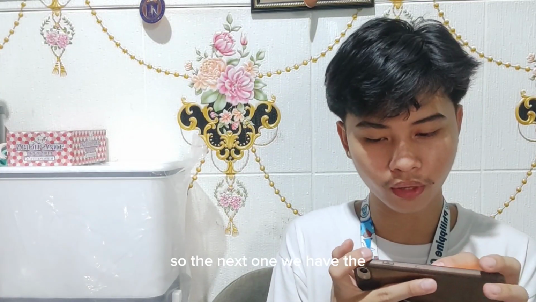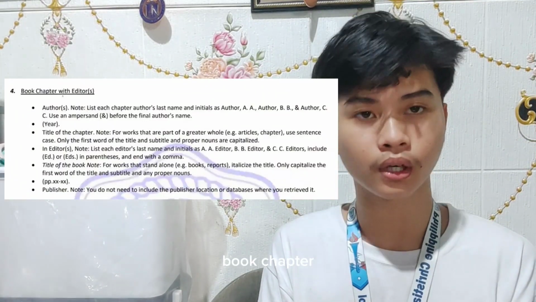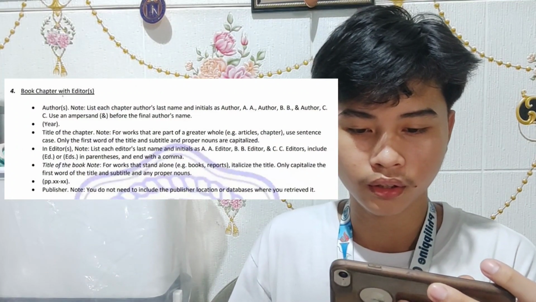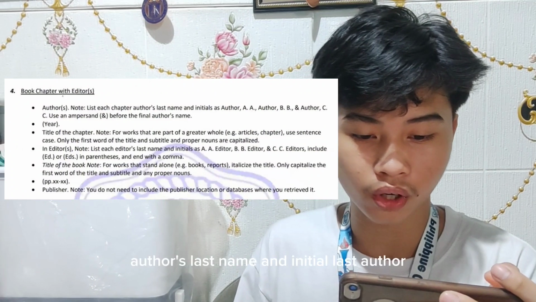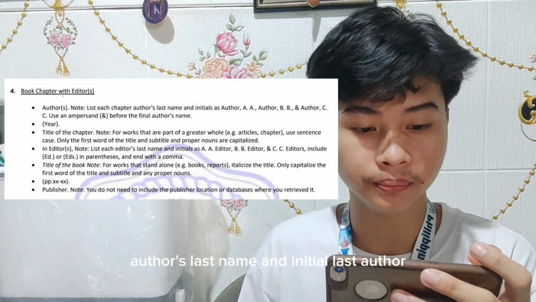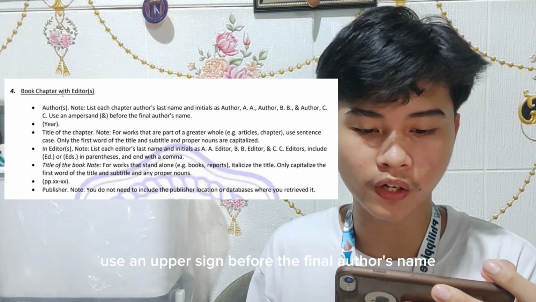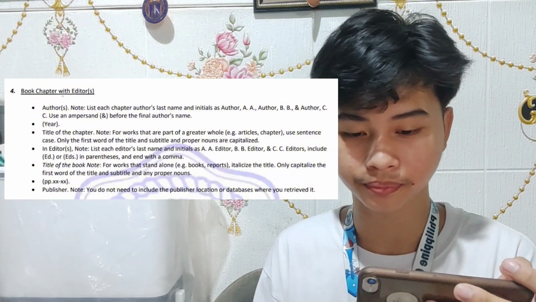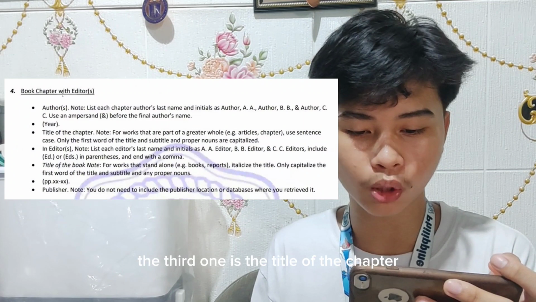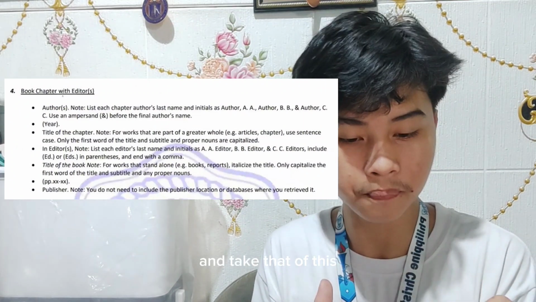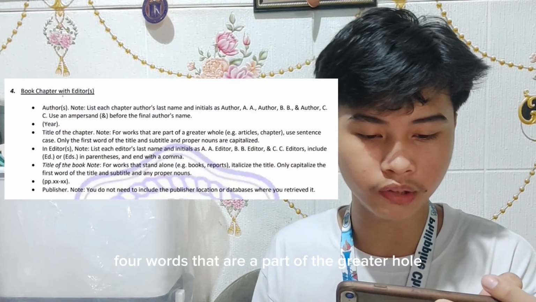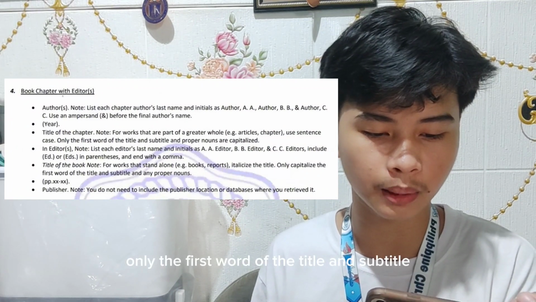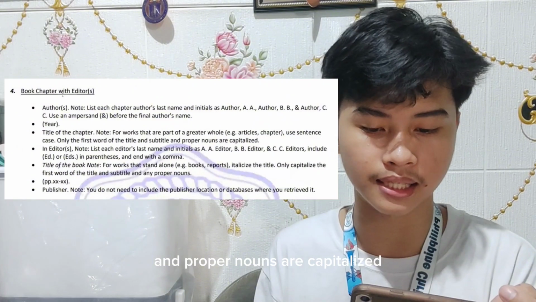The next one, we have a book chapter with the editors. List each chapter author's last name and initial as author. Use an ampersand before the final author's name. The second one, we have to put the year. The third one is the title of the chapter, and take note of this: for works that are part of the greater whole, use sentence case. Only the first word of the title and subtitle and proper nouns are capitalized.